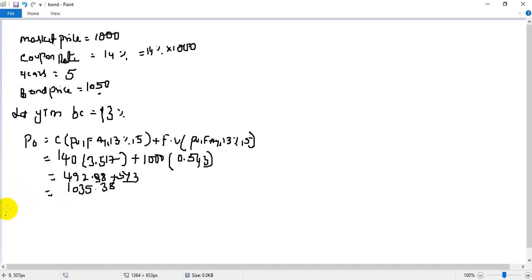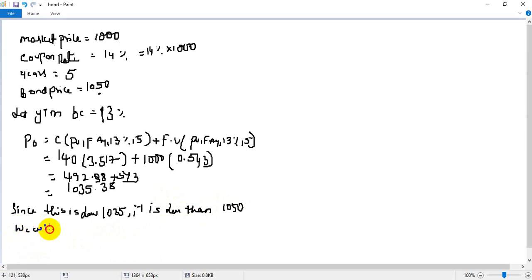So what you have to write is, since this value, 1035, is low, less than 1050, we will lower the value of YTM by 1%. So let Y be 12% now.